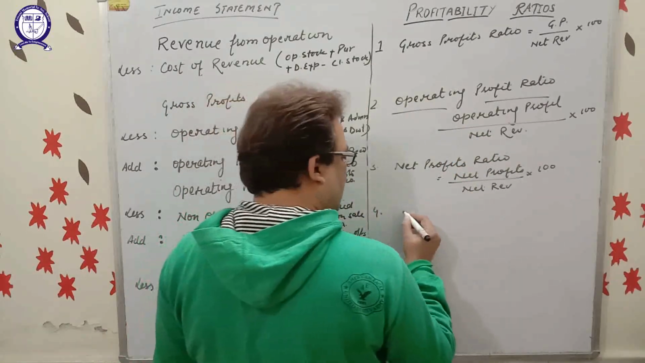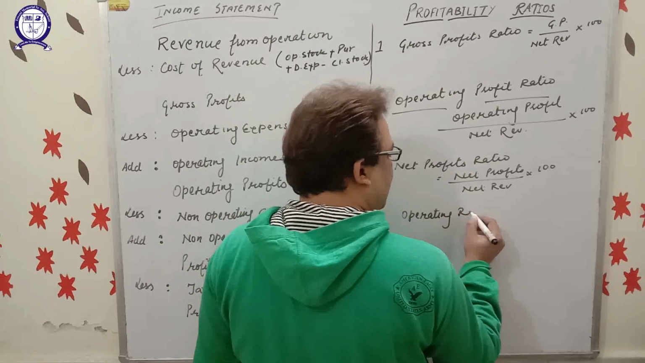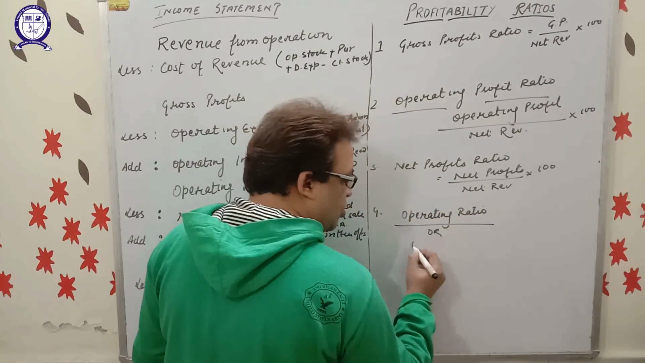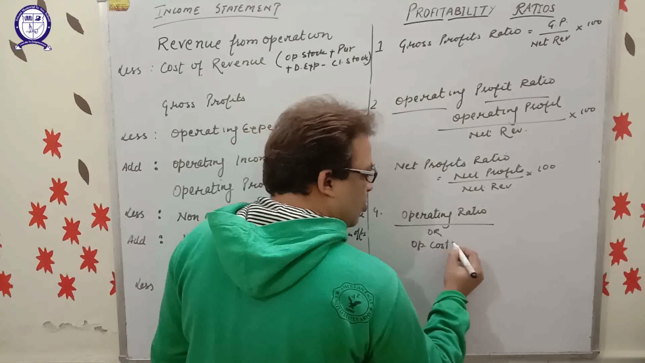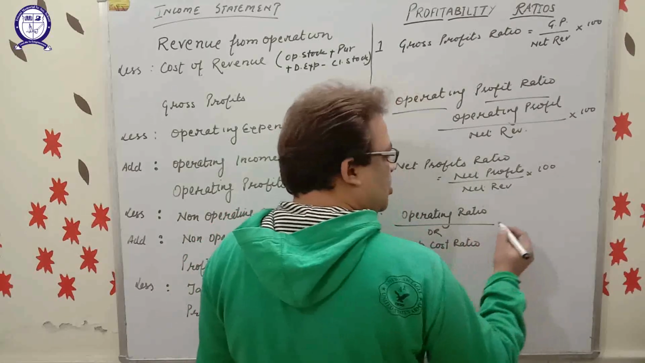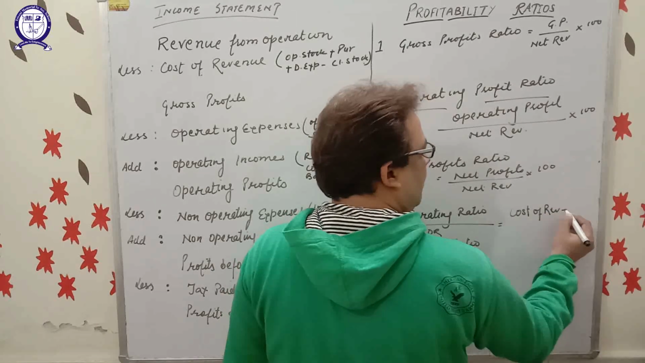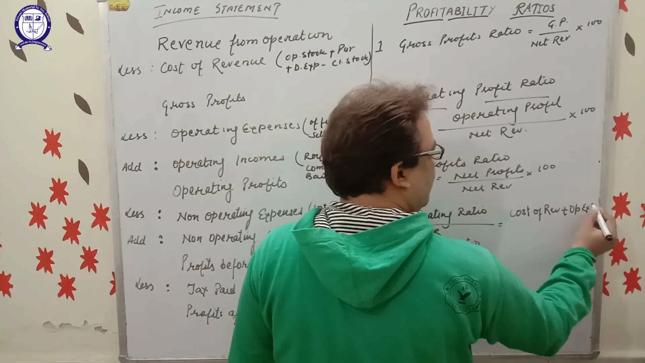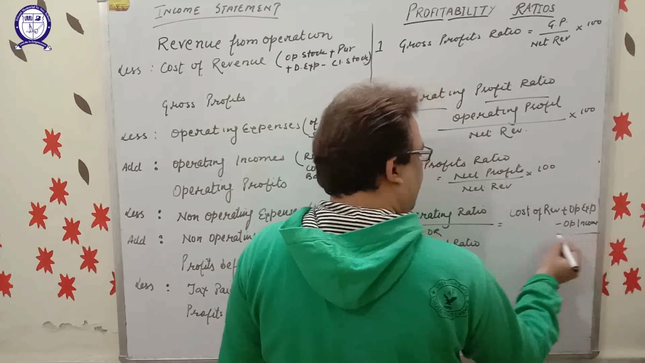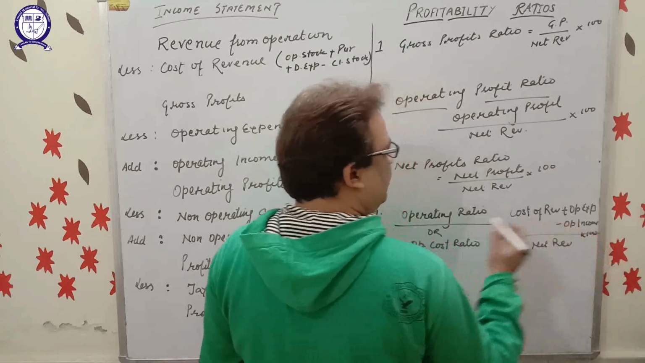Fourth point, operating ratio. When we are talking about operating ratio, that means operating cost ratio. The formula of operating cost ratio is cost of revenue plus operating expenses minus operating income, if any, divided by net revenue into 100.